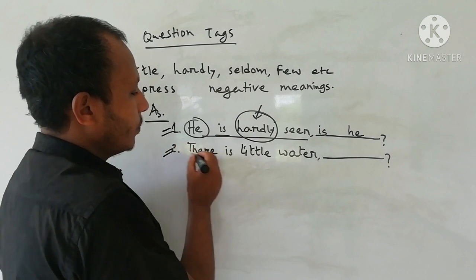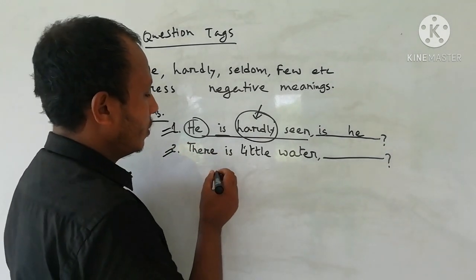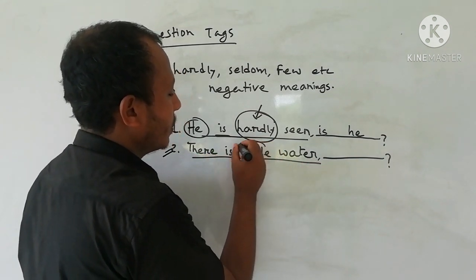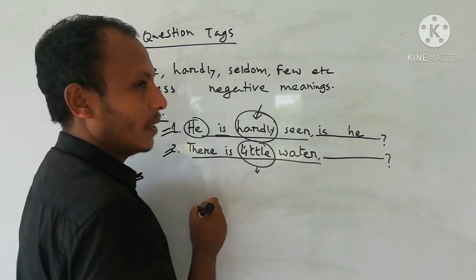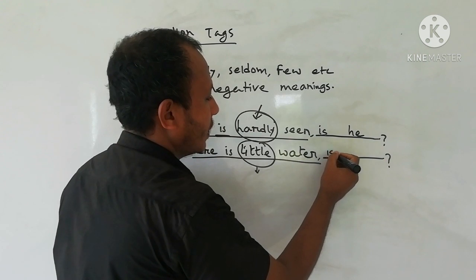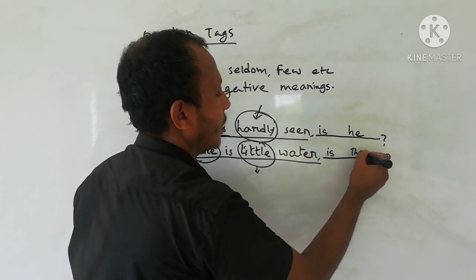Number 2, there is little water. There is little water is also a negative statement because of little. This word expresses negative meaning. So the question tag will be: first the auxiliary is, then the subject there. Is there?